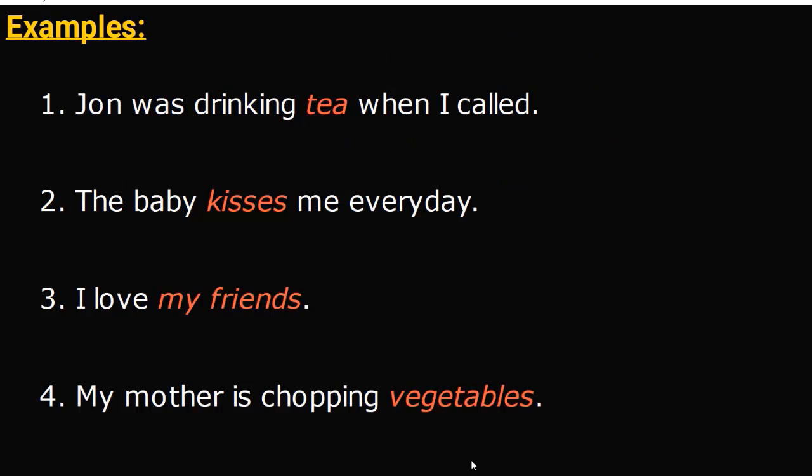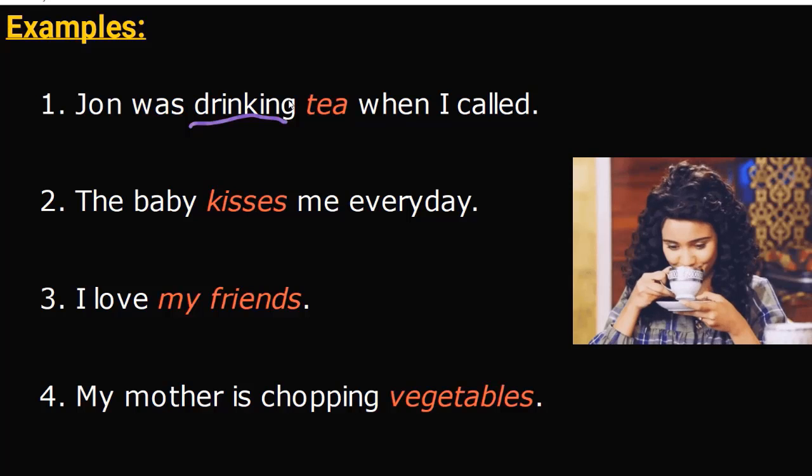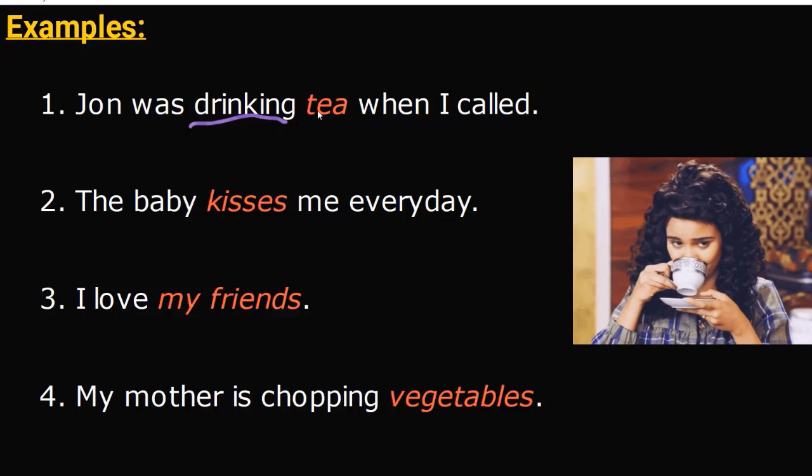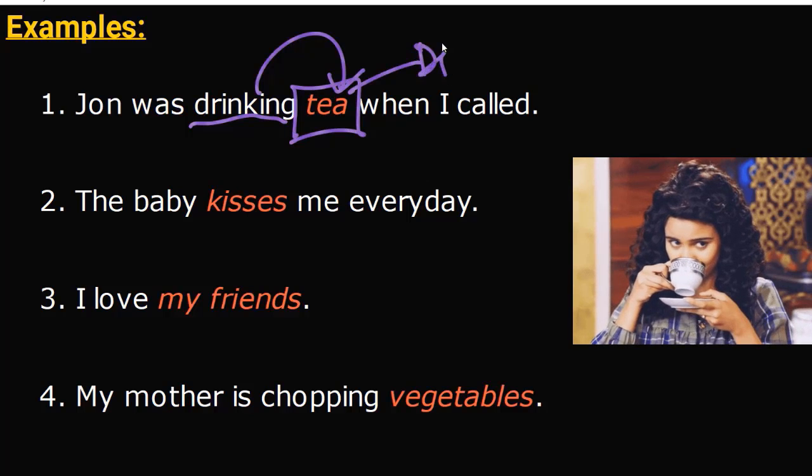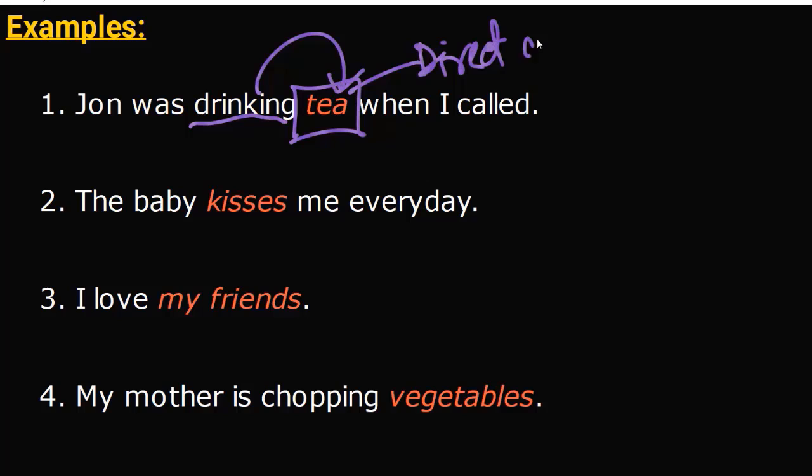Example number one: John was drinking tea when I called. John was doing something. What is that? Drinking. John was drinking. Now the question is, drinking what? Can you drink something? Yes, he was drinking tea. That is our direct object. This is our direct object, right?